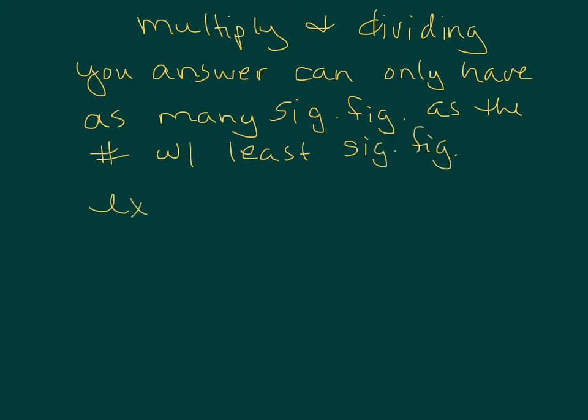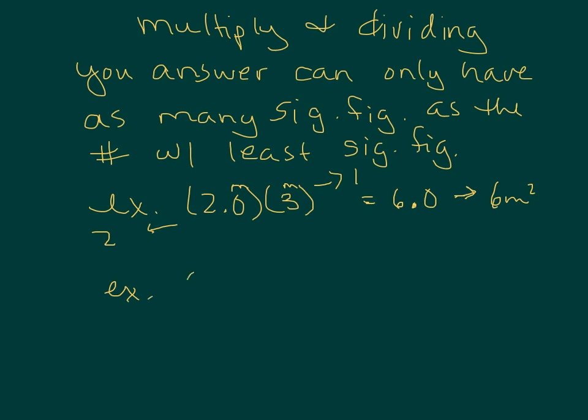So if I look at 2.0 times 3, this number here has 2 significant digits. This number here has only 1. So if I multiply that out, your calculator might give you 6.0, but I can only have one significant figure, so that means 6 meters squared. Each of these is meters. Let's look at another example.